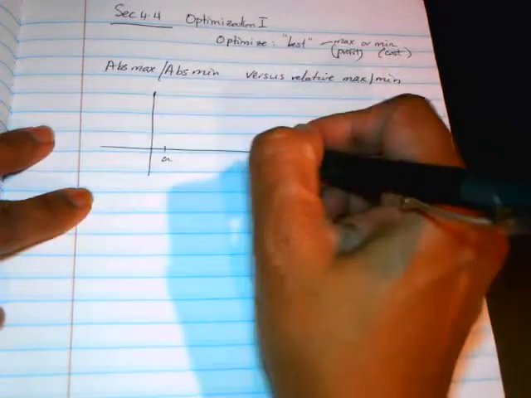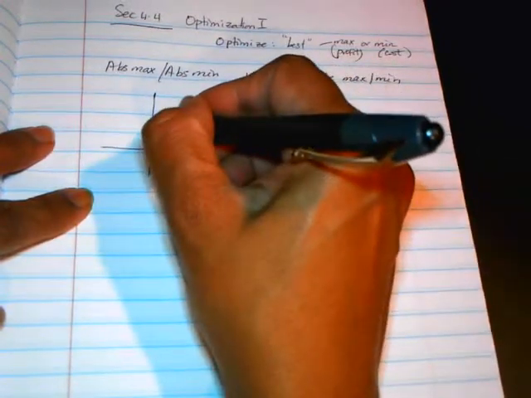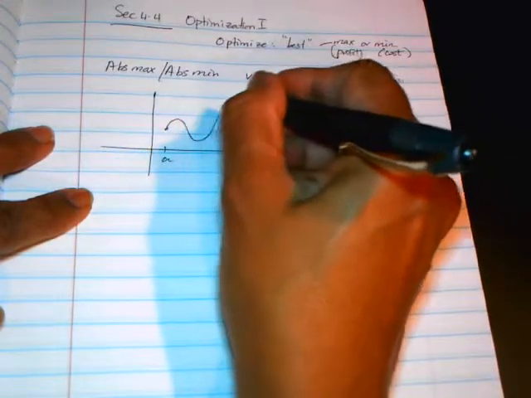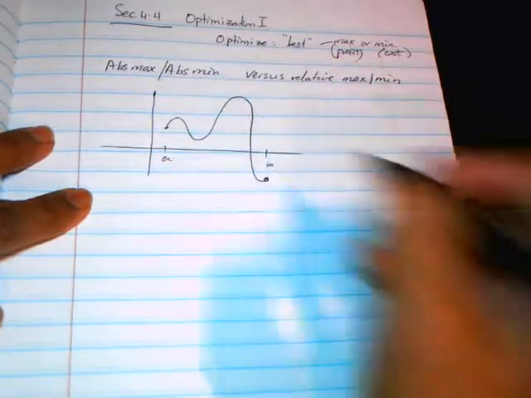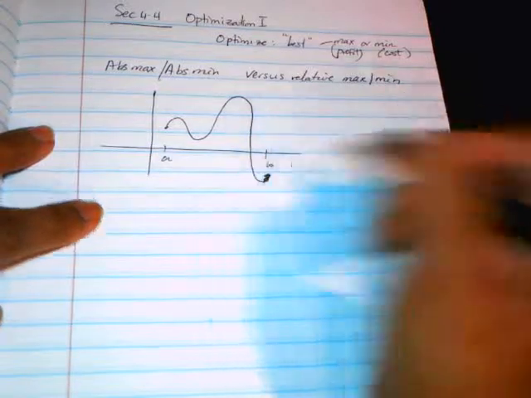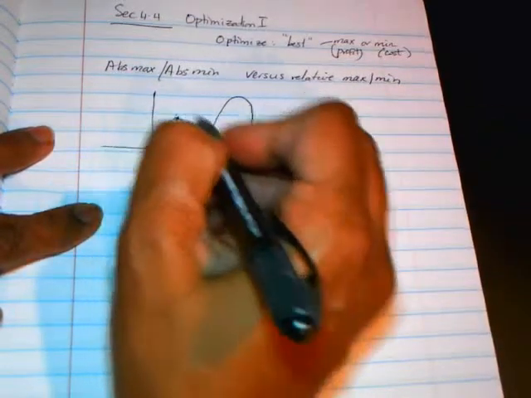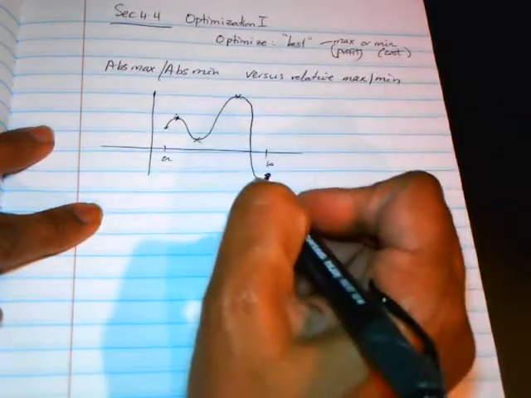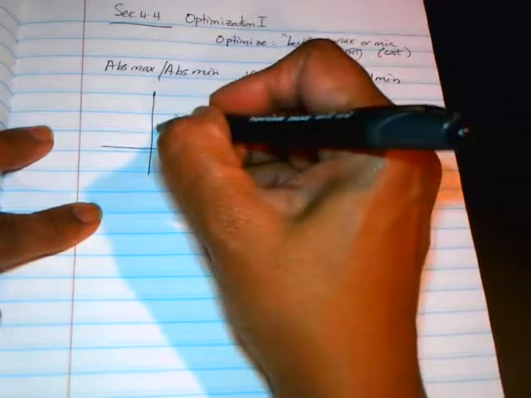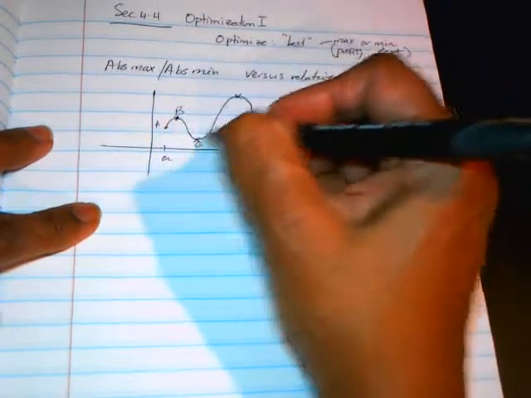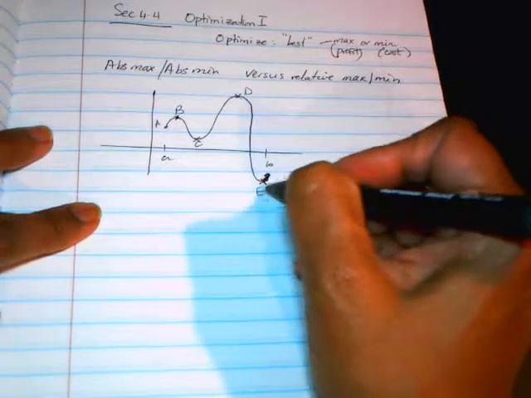On this interval from A to B, suppose the graph has this shape. It's going back here. So these points are turning points. There's turning points right here. Let's label this A, B, C, D, E.